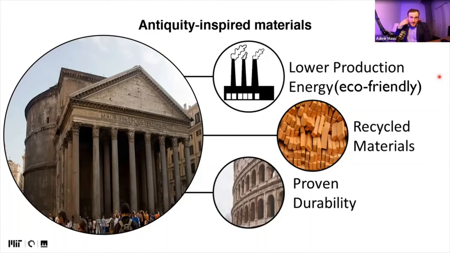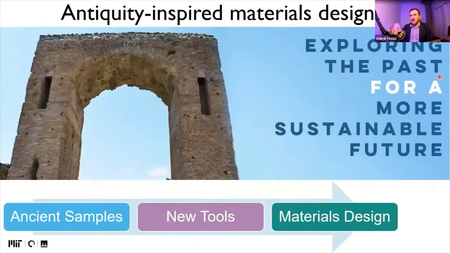So imagine if we used recycled materials in our concrete, which would eventually significantly reduce the emissions. And even from the energy standpoint, ancient Roman concrete requires less energy and leads to very similar chemistry compared to our ordinary Portland cement.